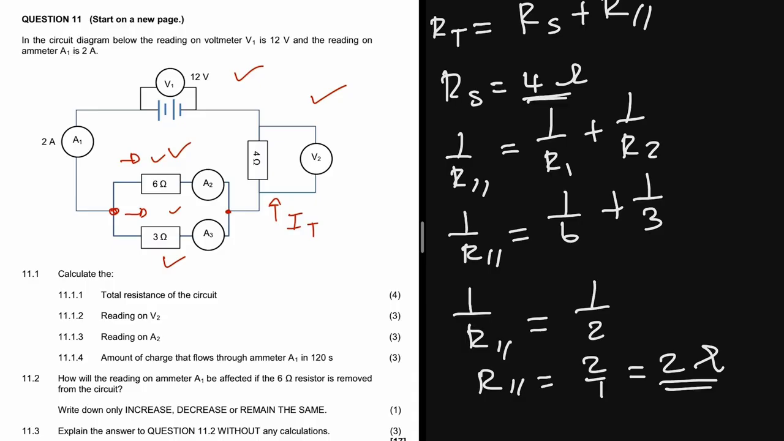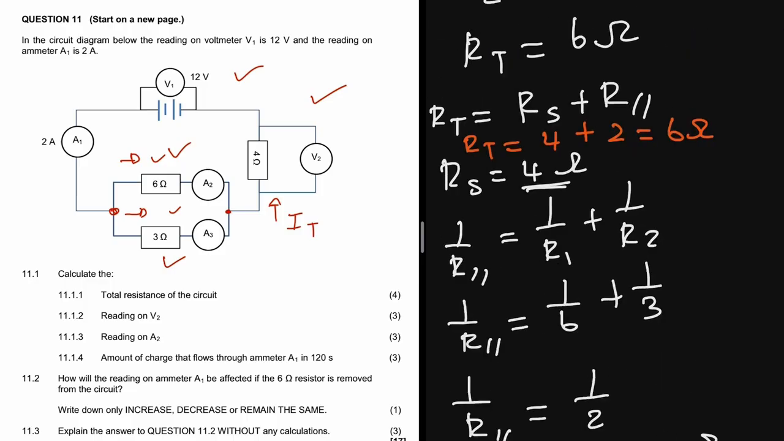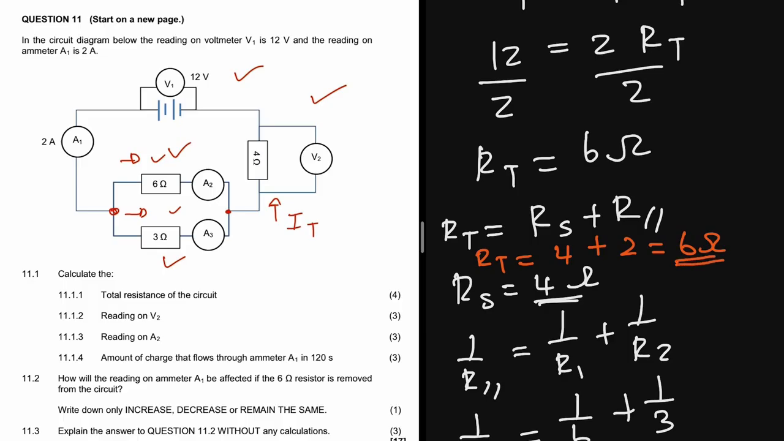Now to calculate the total resistance, we can just add them. The total resistance will be R series, which is 4, plus R parallel, which is 2. When we add this together, we end up having 6 ohms. So it's the same answer that we got when we used Ohm's law.